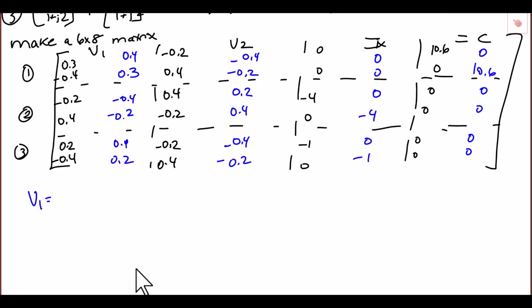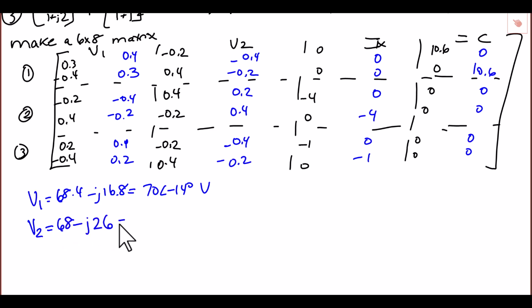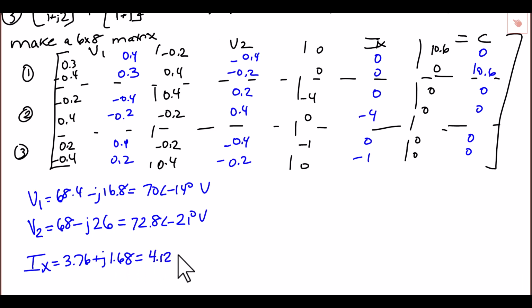And finally, putting this matrix in our calculator and using reduced row echelon form, we get that V1 is equal to 68.4 minus J16.8, or 70 with an angle of negative 14 degrees in volts. V2 is equal to 68 minus J26, or 72.8 with an angle of negative 21 degrees in volts. And IX is equal to 3.76 plus J1.68, which equals 4.12 with an angle of 24 degrees in amps.